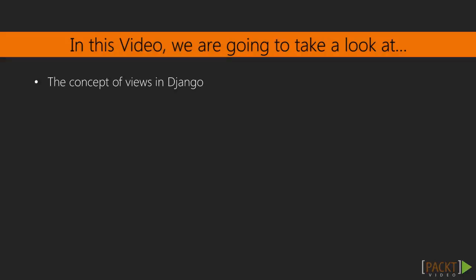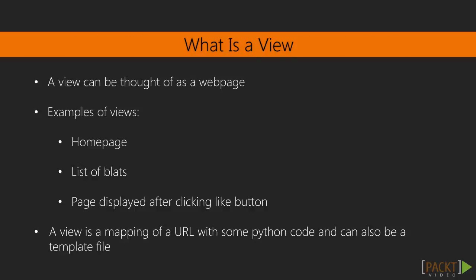However, in our social network, many people will be reading our blats that don't need to have access to the admin form. For those people, we have views. The easy way to think of a view in Django is to imagine a web page. The home page is a view, a list of blats shared on Tuesday is a view, and the action that happens when you click the like button is also a view. A view is a mapping of a URL with some Python code, and usually also a template file. Let's look at how these URLs are mapped.